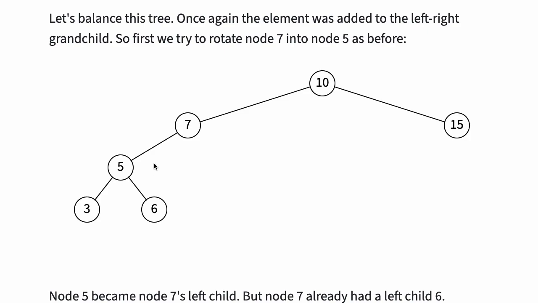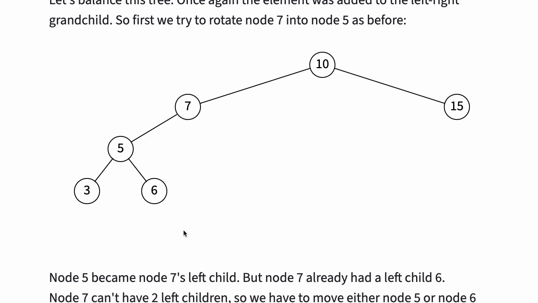Node 5 became node 7's left child, but node 7 already had a left child 6. Node 7 can't have 2 left children, so we have to move either node 5 or node 6 elsewhere. Conveniently, node 5 no longer has a right child, since node 7 became its parent. So node 6 becomes the right child of node 5.